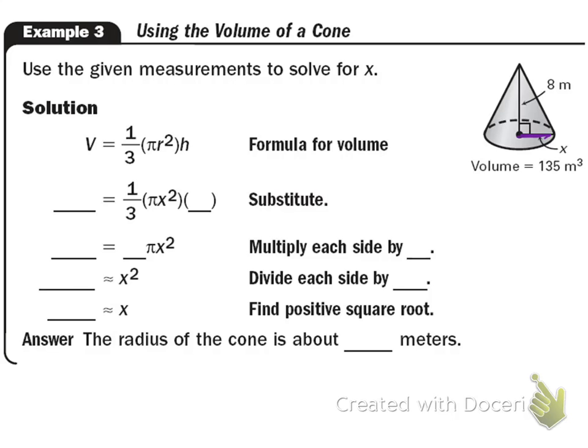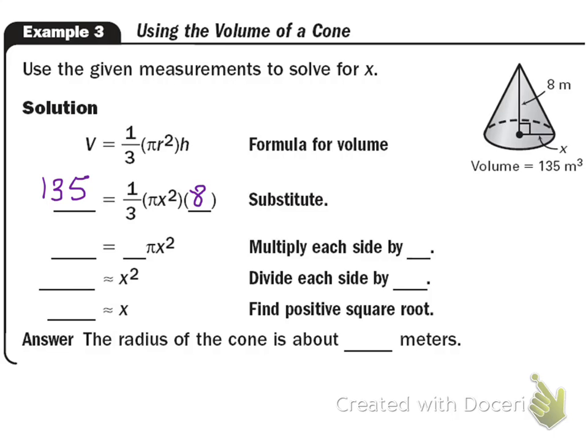Well, we start with the volume formula. Since they've given us the volume, remember in a cone, volume is equal to 1/3 times the area of the base, and the area of the base is found by using pi r squared, area of a circle here, and then multiplying that times the height. So plug in everything you know. You know the volume. The volume is 135. You know the height. The height is 8 meters. And then begin to simplify.